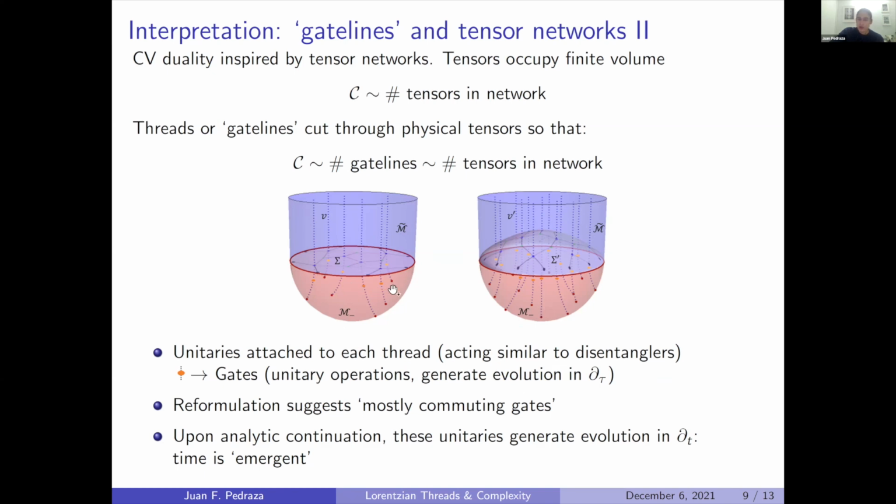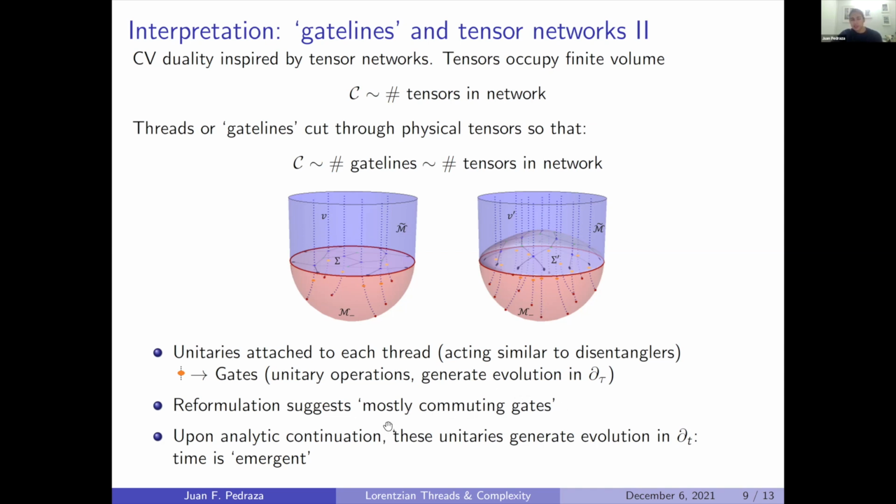Now, at this point, it's worth mentioning that this reformulation suggests that the gates are mostly commuting, in the sense that they don't mix degrees of freedom. This is equivalent to the statement that Riemannian bit threads suggest that the state can be mostly constructed from bipartite entanglement. This is in general not true, but there are ways to go around it and to generalize the bit thread prescription to account for multipartite entanglement. I'm going to come back to this in the outlook if I have time, but at this point I just want to mention that this suggests this property.